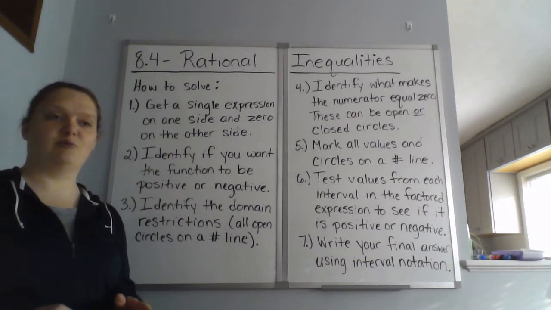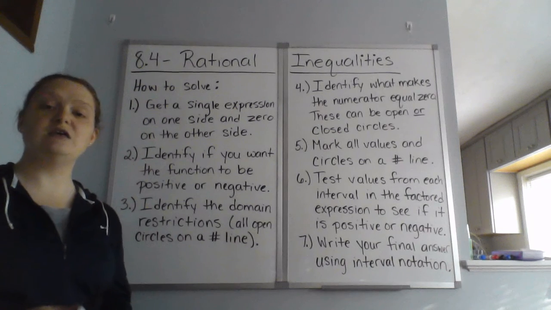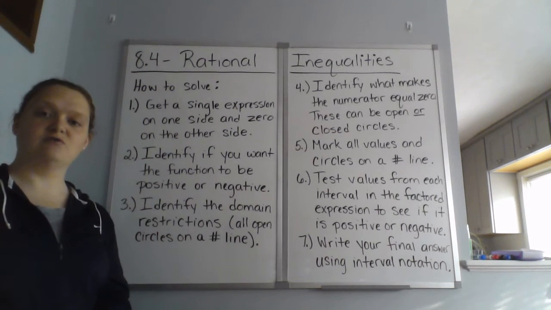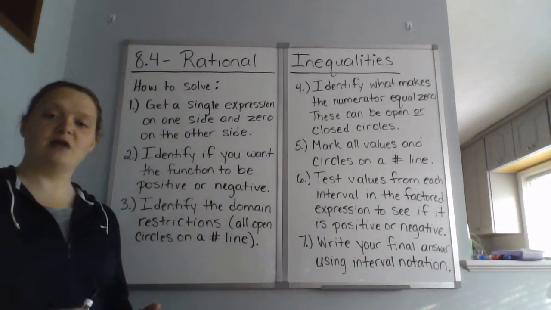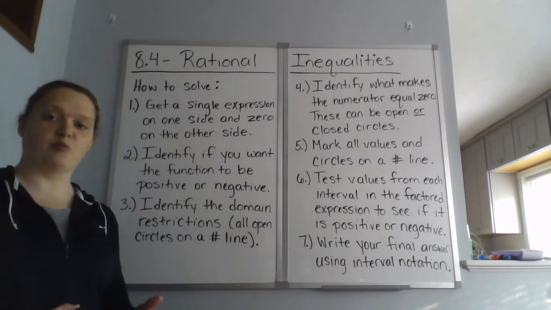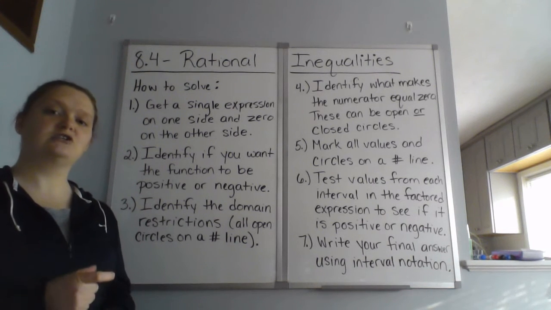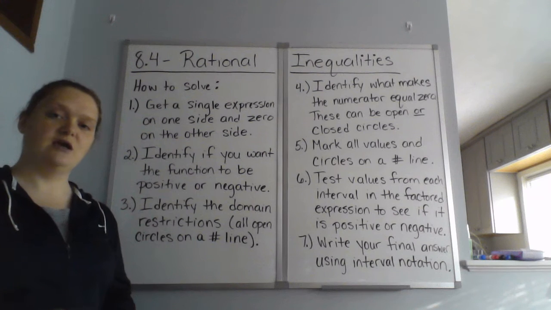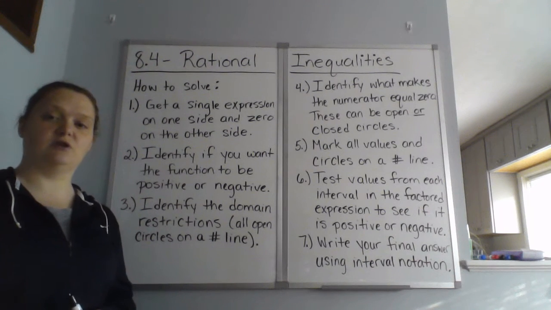Those numbers on a number line could be either open circles or closed circles, depending on if the inequality has an equal to in it or not. If there's an equal to, the numerator will be a closed circle. If there's no equal to, the numerator will be an open circle. Then we're going to draw a number line, mark these values, draw the appropriate circles, and pick numbers from each section of the number line, the intervals, and test them to see whether they work in the original inequality.